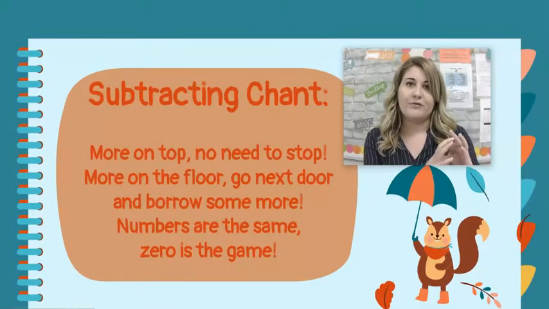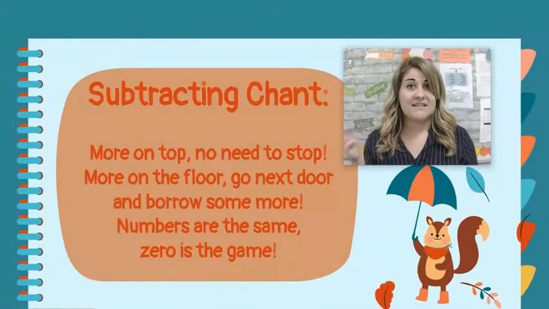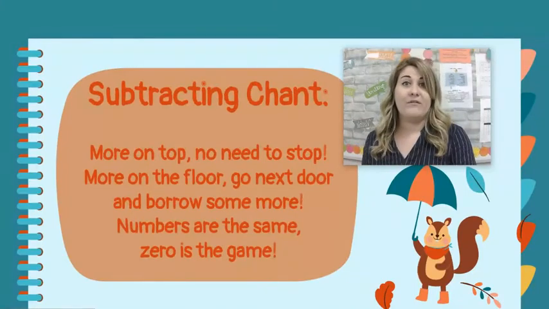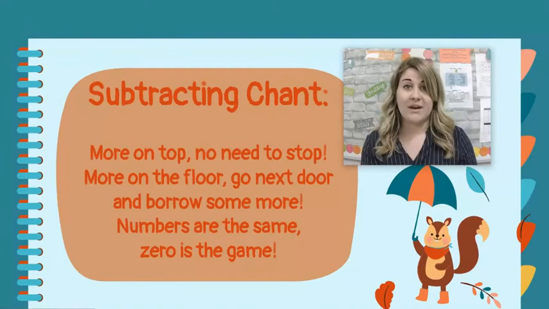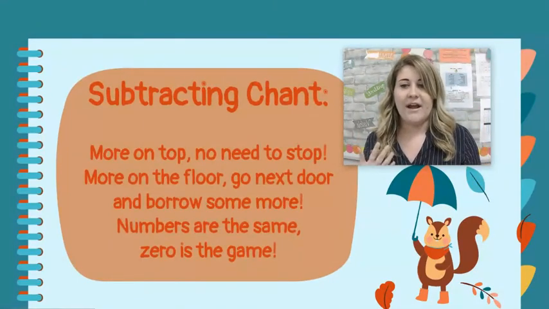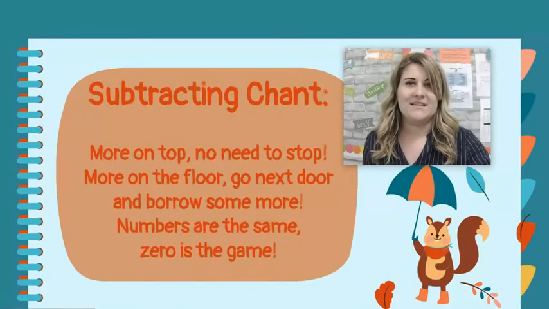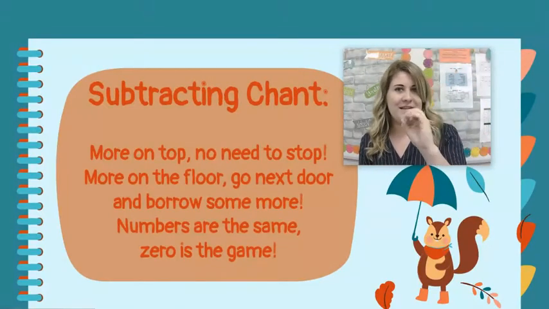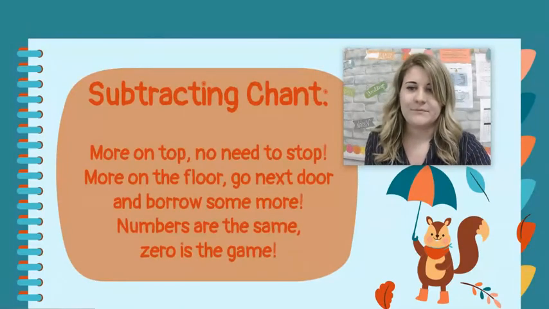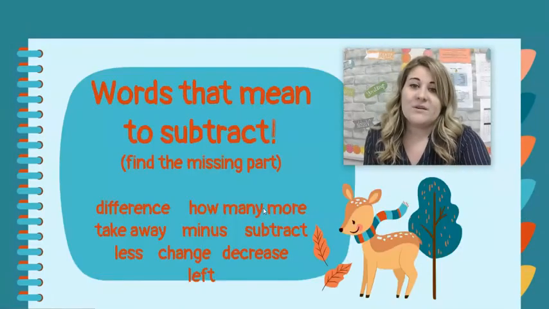But if there's more on the floor, if there's more below that number, then that means that we have to go next door and borrow, knock, and ask the next door neighbor if we can borrow one from them. So that way we can become a bigger number, and then there can be more on top, so then there's no need to stop. All right, and if the numbers are exactly the same, 2 minus 2, it's going to be 0. Because if you have 2 and you take away 2, it leaves you with 0, leaves you with nothing.